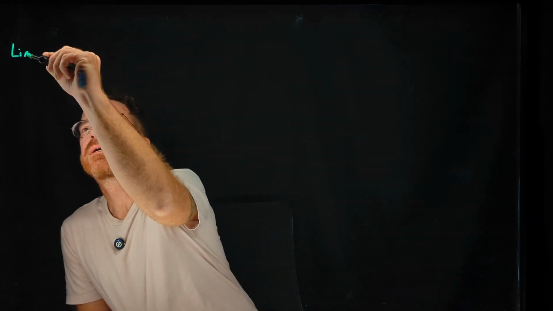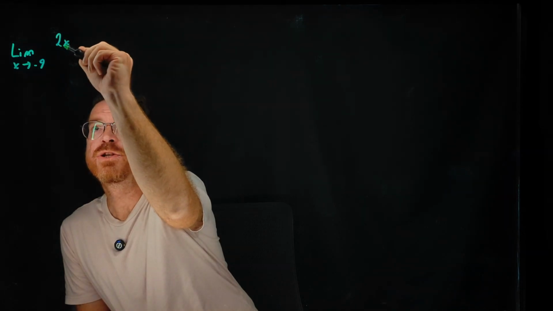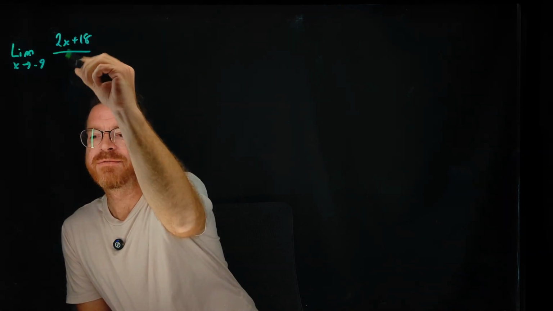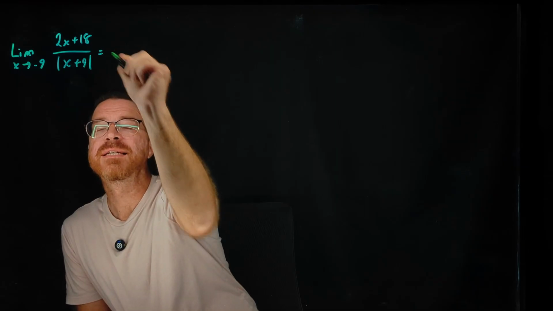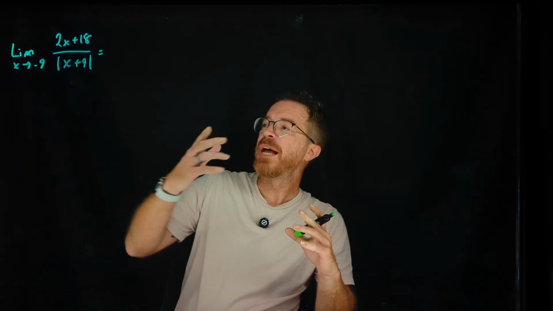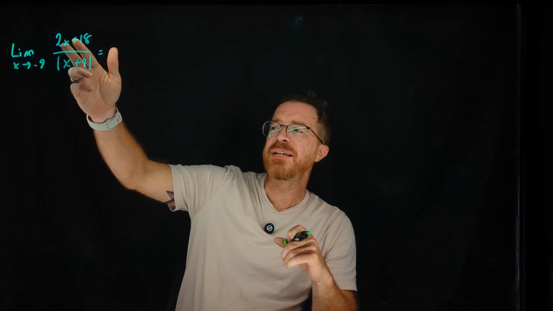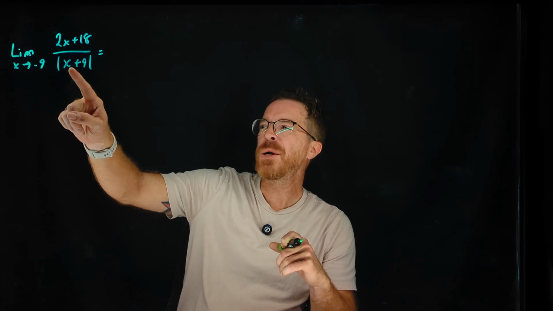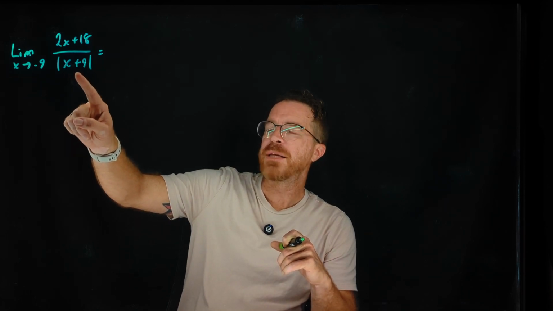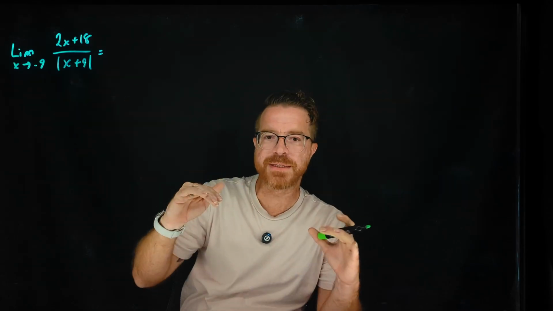For our next example, we want to find the limit as x approaches negative 9 of 2x plus 18 divided by the absolute value of x plus 9, if it exists. So the first thing I might look at is, if I were to plug in negative 9, what's going to happen? Well, I get 2 times negative 9 is negative 18. Negative 18 plus 18 is 0. And then if I plug negative 9 in here, I get negative 9 plus 9 is 0. Absolute value of 0 is 0. I have it dividing by 0, so that's not going to work.